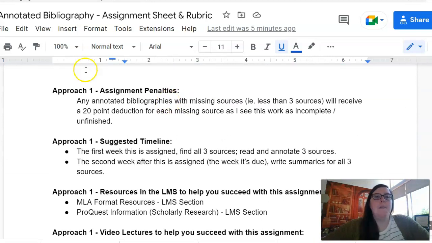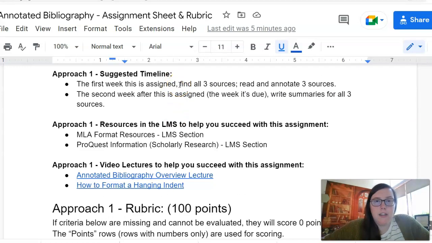All right. Any annotated bibliographies with missing sources will receive a 20-point deduction for each missing source, as that feels like your unfinished assignment. I have a suggested timeline here. I would try and find all of your sources as quickly as possible and read and annotate them. And then you can go back and write your summaries. Maybe that doesn't work for you.